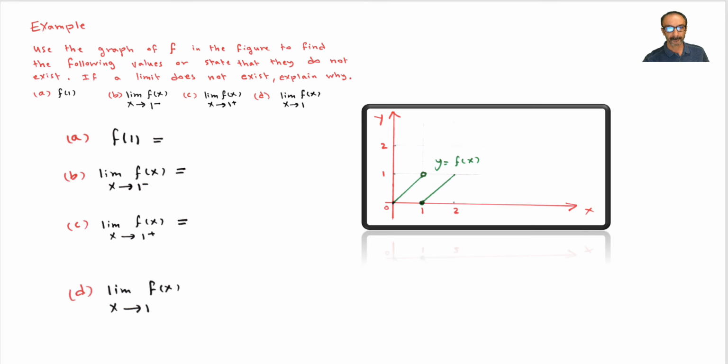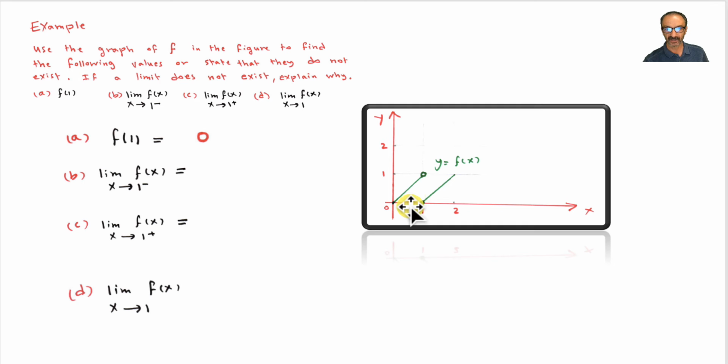Here we go. F of 1. What's f of 1? It's 0, sorry. F of 1 is 0 because it's right there. As I said, it's darkened. Your output is clearly here. This is 1, 0. Now let's see if you approach 1 from the left.